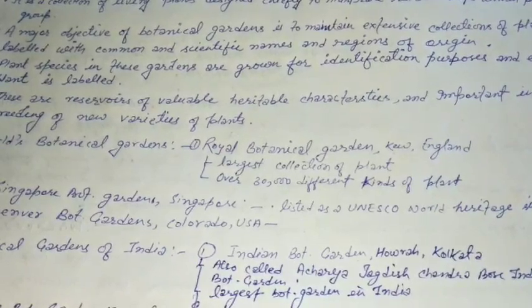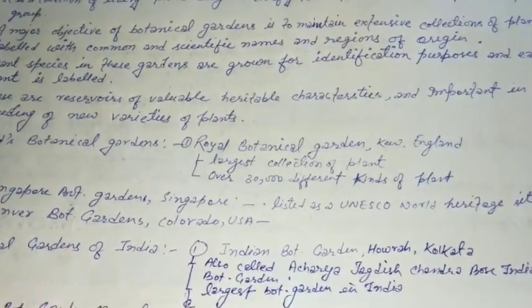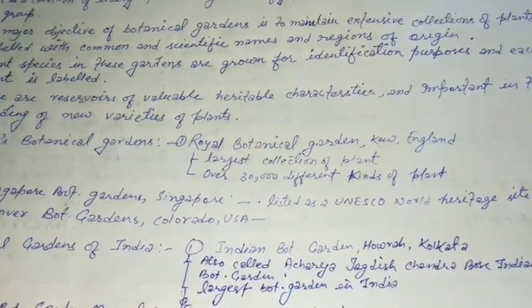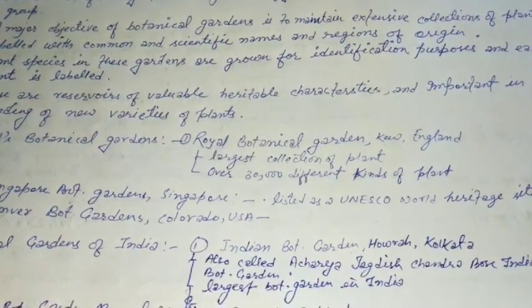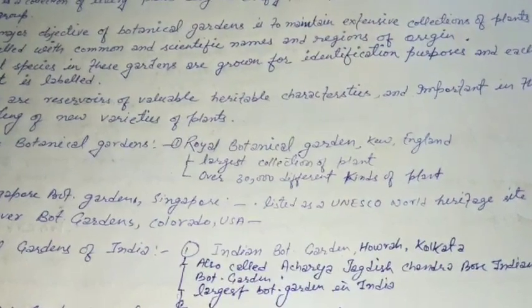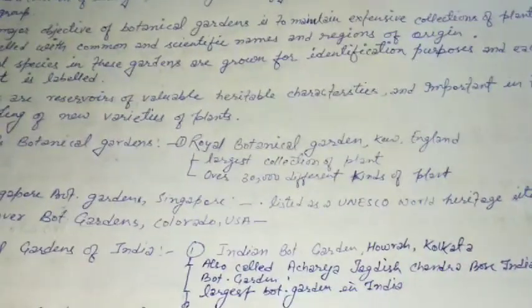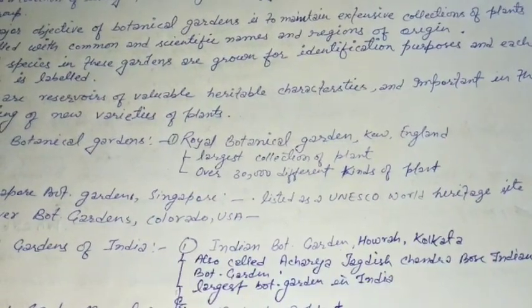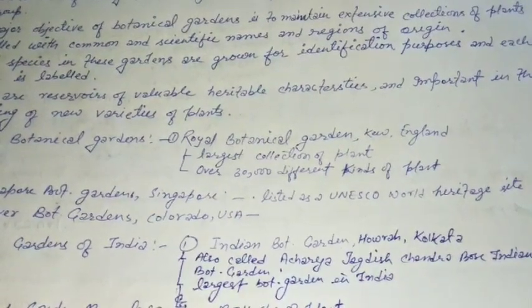Today we'll be doing the first chapter, The Living World. In today's lecture, we talk about botanical gardens within the topic taxonomic aids.